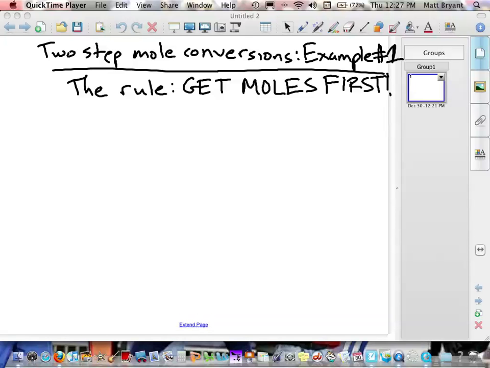Now, the nice thing is that all of the quantities that we've discussed so far are related to the mole in a fundamental way. When we're talking particles, we can relate it by Avogadro's number. When we're talking about grams, we can relate it by the molar mass. When we're talking about liters, we have the concept of the molar volume at standard temperature and pressure. So all of these things relate to the mole, and so the rule that we're always going to follow when we do these two-step conversions is get moles first. I'm going to underline it just for emphasis.